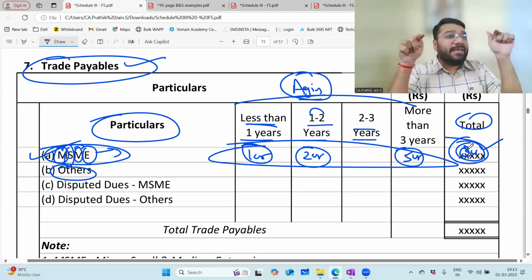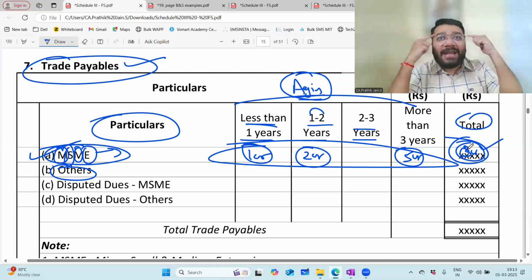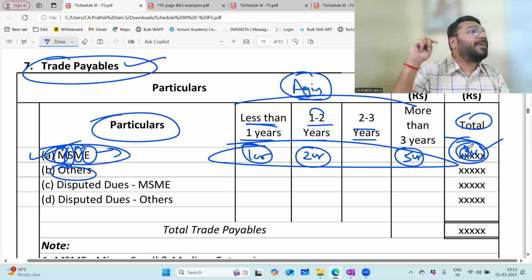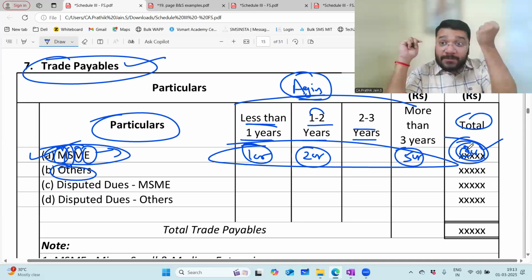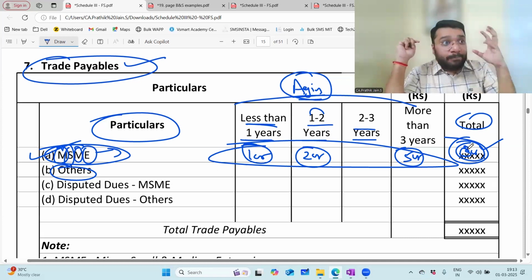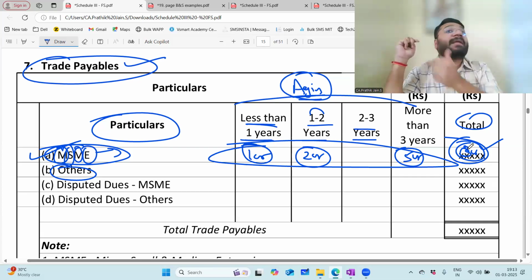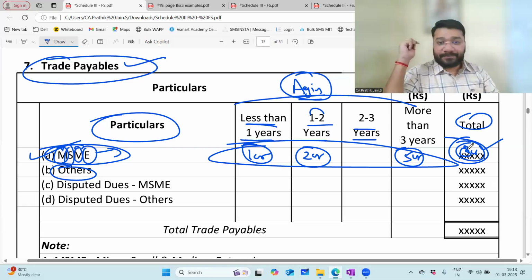So Schedule 3 kept all these people in mind, and this is how the format has been drafted. They kept the interest of those 7 people, that the transparency should be there. We have to report the data properly so that those 7 people can make a proper decision whether they should deal with the company or not.